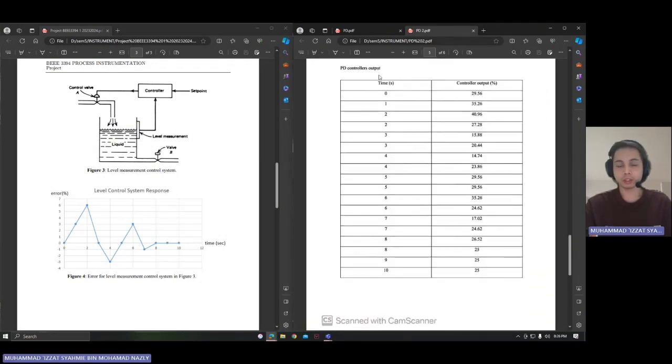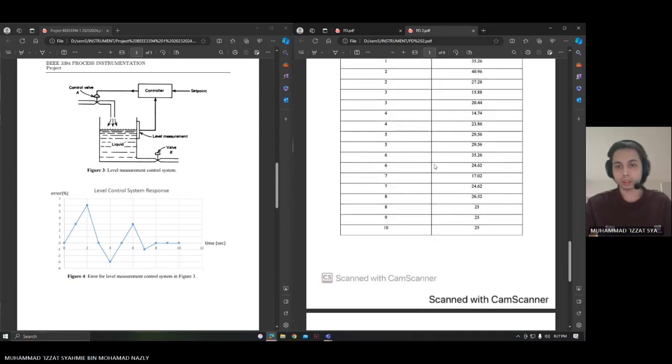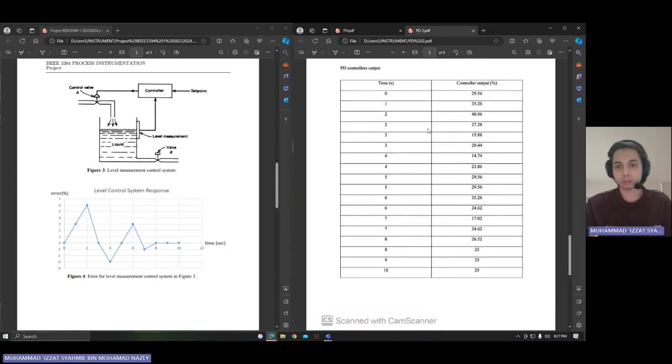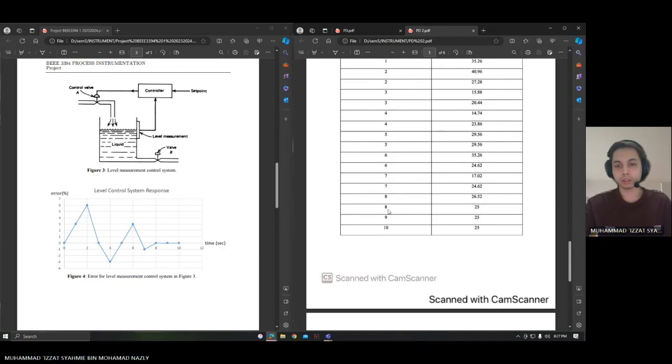Okay, this is the PD controller's output table. It is different from the flow. This time it is only from 0 to 10 seconds. This is the output from 0 to 8 seconds. It's not the same output, but at 8 and 10, the output is constant, which is 25%.